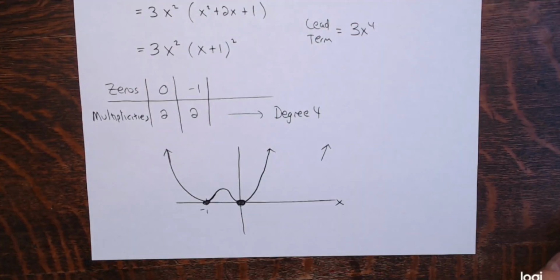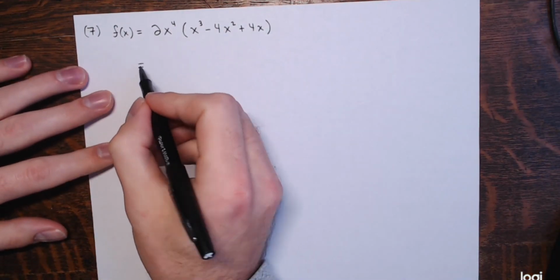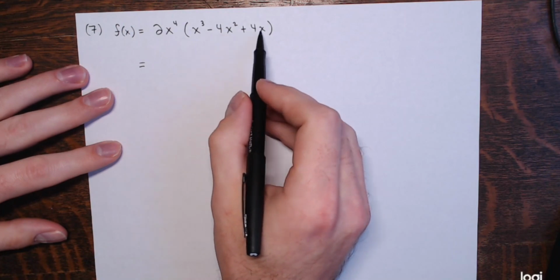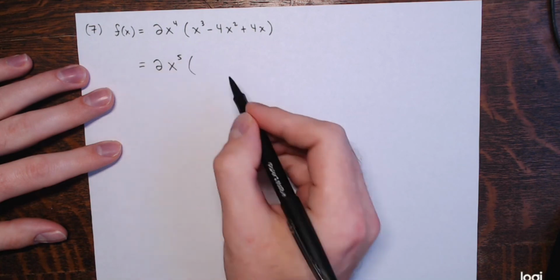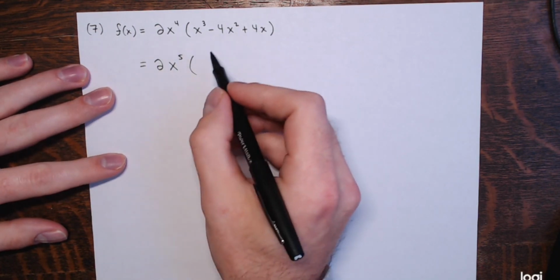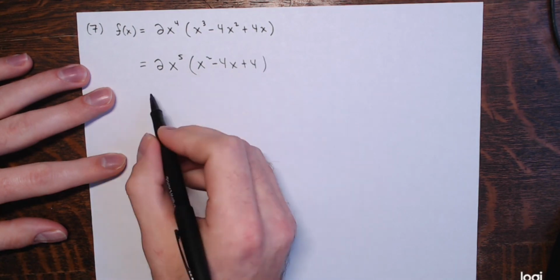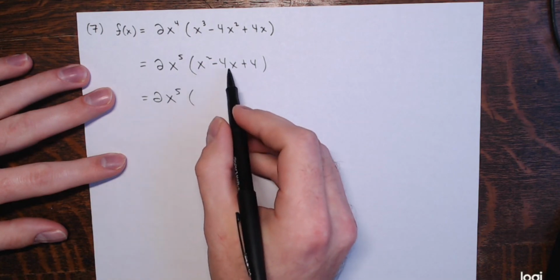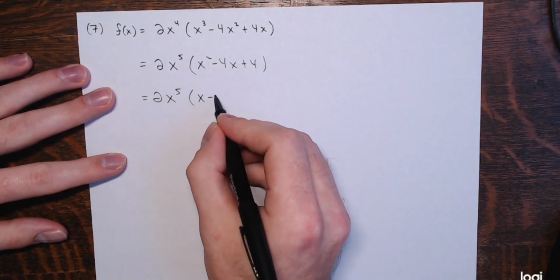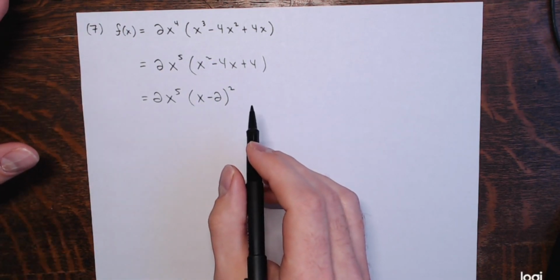Alright, now there's one final example of this. So again, we can factor this a little further. This x cubed minus 4x squared plus 4x, I can pull another x out. So instead of 2x to the 4th, I got 2x to the 5th. And if I factor x out of this, we have x squared minus 4x plus 4. And this factors even further. Right? We have 2 times x to the 5th, and x squared minus 4x plus 4 factors to x minus 2 squared. And that's totally factored. Very easy to identify the zeros and multiplicities here.